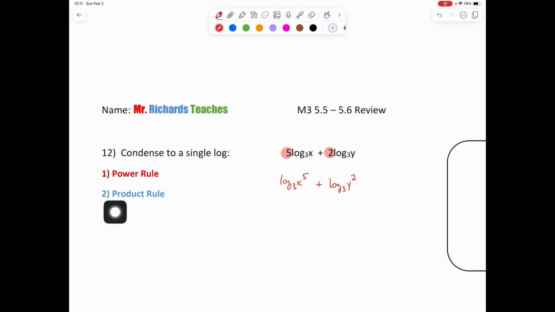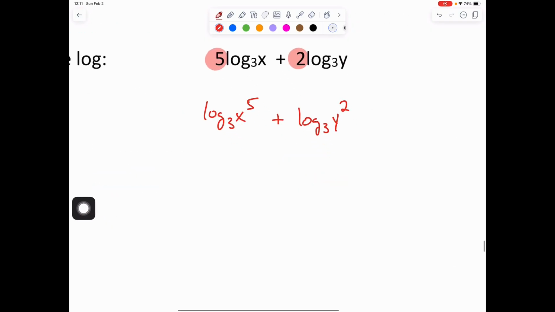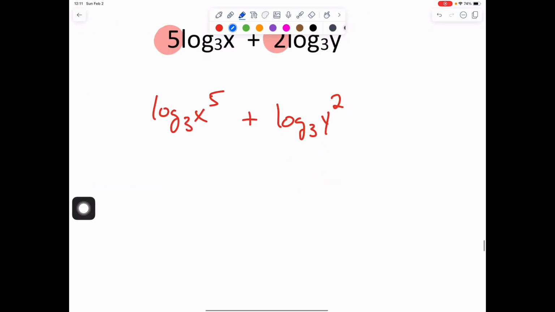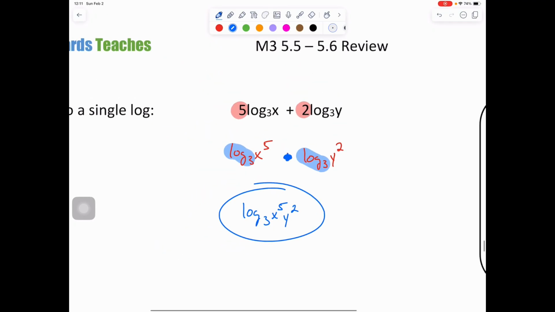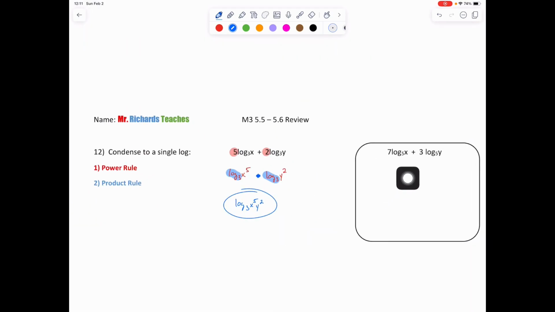Step 2, apply that product rule. What do they both share? Wonderful, the log base of 3. Let's go ahead and write that down. And then we know that our addition turns into multiplication. So log base 3 of x to the 5th, and we will multiply that to y squared. Just write it right next to it. Circle your answer. Try your practice. The key will be following soon. And boom, you have your review.